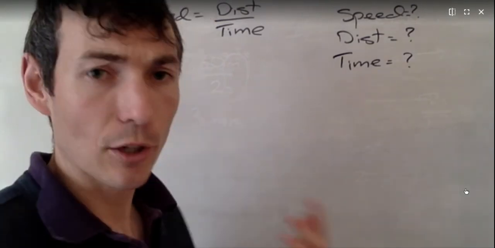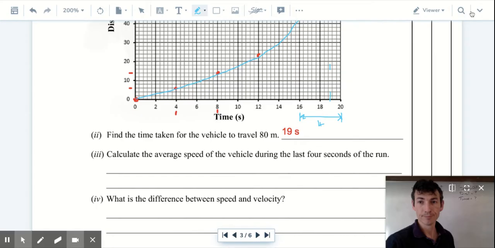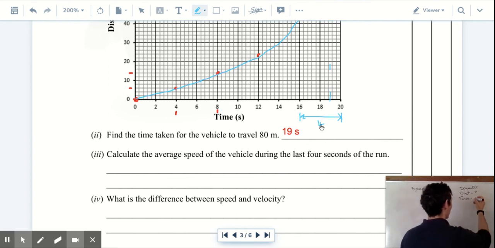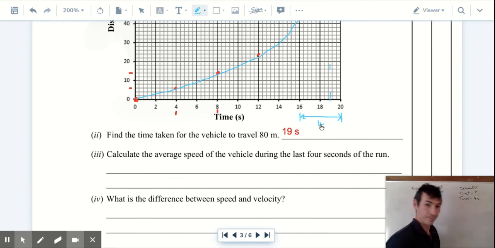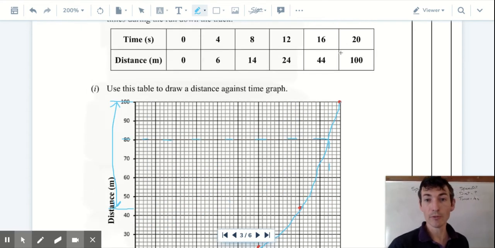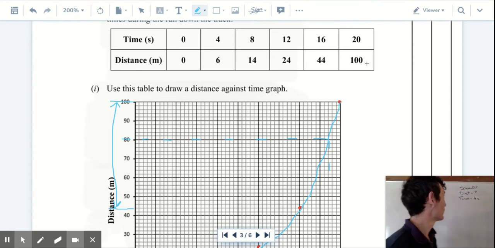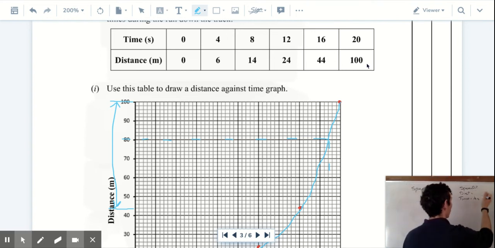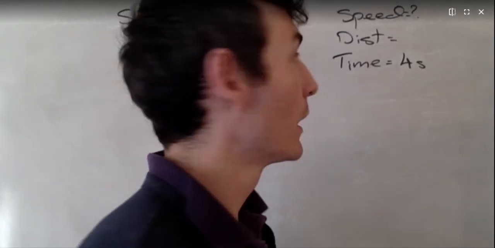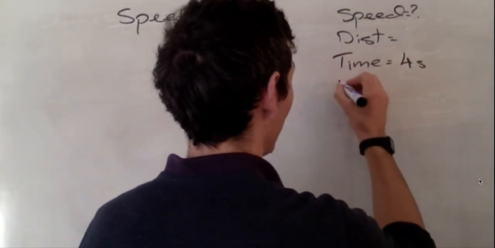So let's figure out what information we are given here in the question. The time taken is from 16 seconds to 20 seconds. So that's 4 seconds. So our time we do know, that is 4 seconds. And now let's use our graph to work out the distance. It's going from 44 meters all the way up to 100 meters. Sorry, I'll make this big. So the distance is going from, I'm going to do this down here.